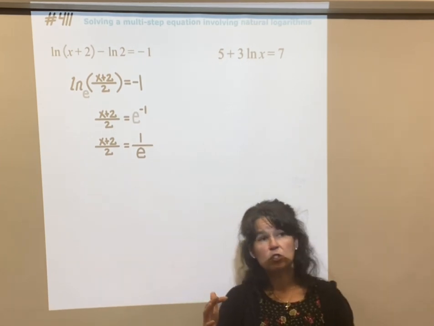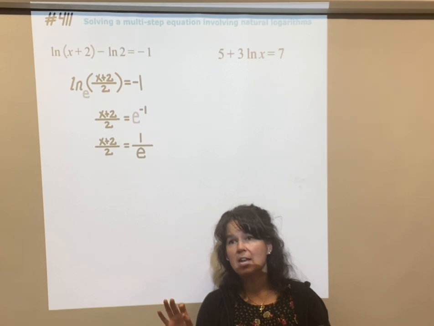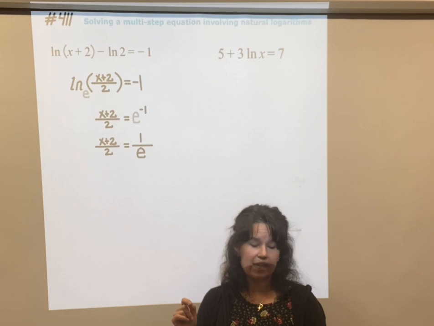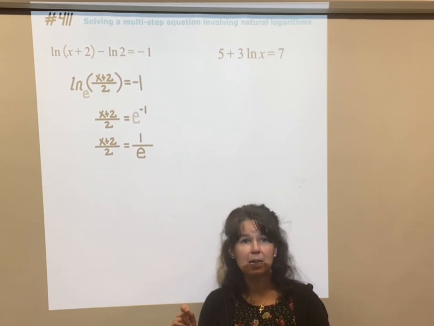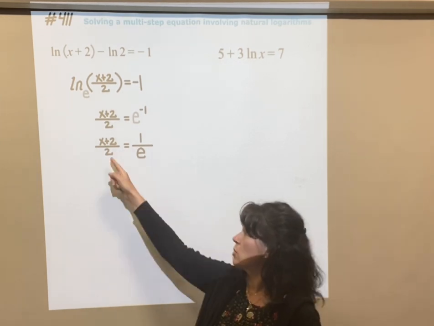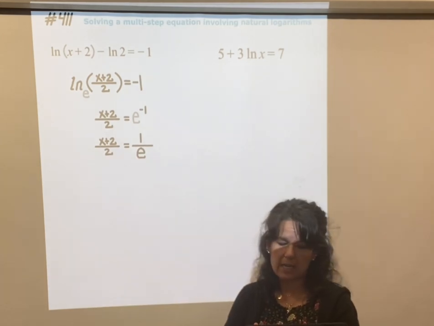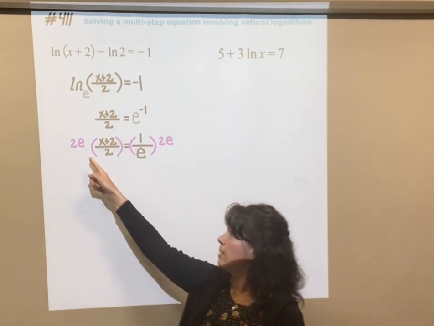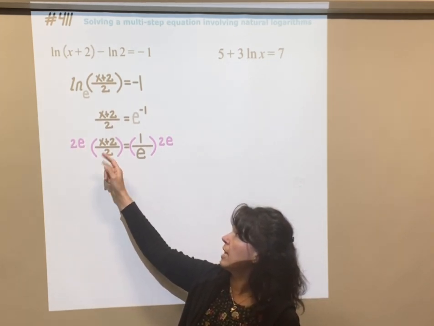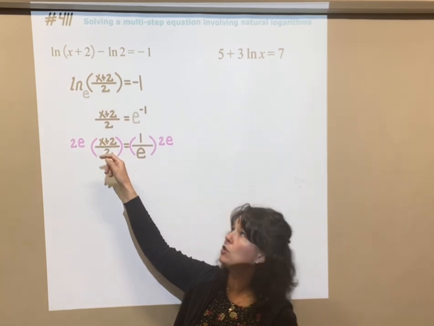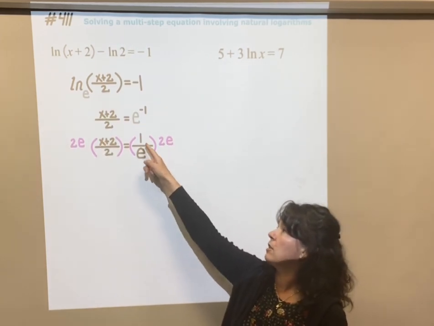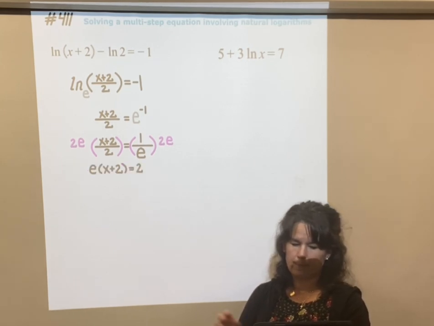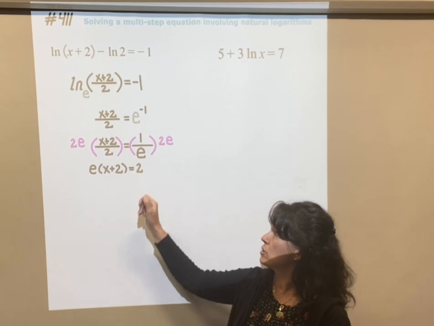And then another strategy, anytime your equation has fractions, a good idea is to multiply both sides by the denominators. So the denominators are 2 and e, so I'm going to multiply both sides by 2 and e. On this side, the 2's cancel, and I'm left with e times x plus 2. Here the e's cancel, and I'm left with 1 times 2. Okay, so 1 times 2 is 2.